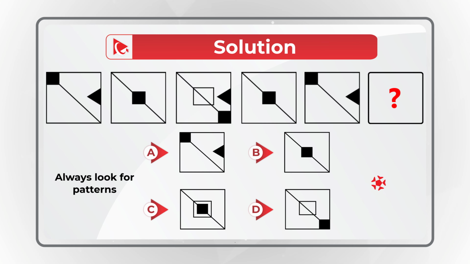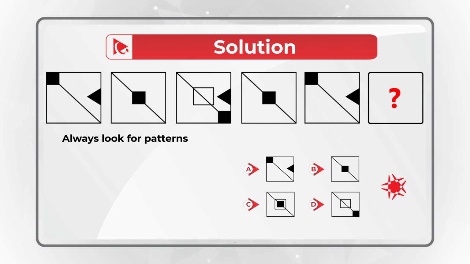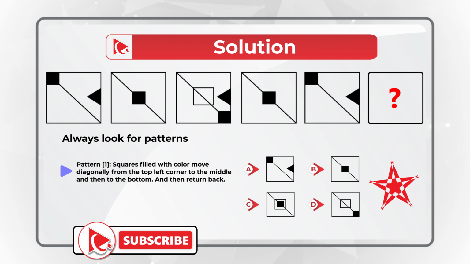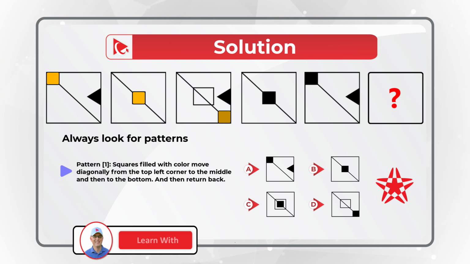If you're a subscriber to this channel, you need to know that you need to always look for patterns. And there are 3 different patterns here in this problem. Let's look at all 3. The first pattern is that squares filled with color move diagonally from the top left corner to the middle and then to the bottom right corner.